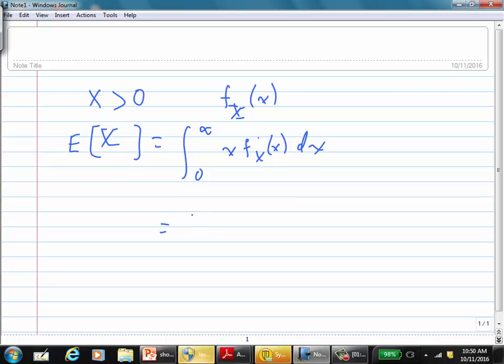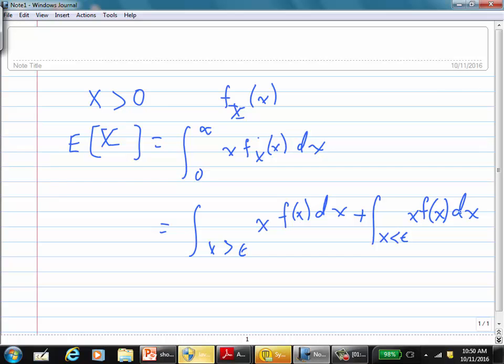Let epsilon be some number. I'm going to calculate this integral over x greater than epsilon and then x less than epsilon. So this is the integral over x greater than epsilon of x f of x dx, plus the integral over x less than epsilon of x f of x dx. And I'm deleting that subscript capital X, because we know what f of x is.